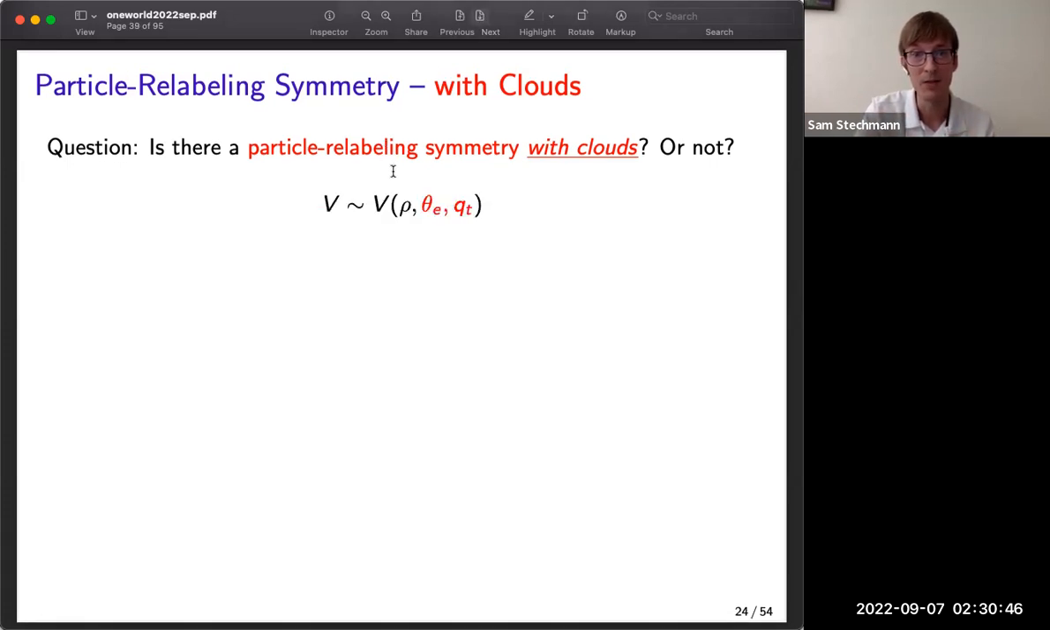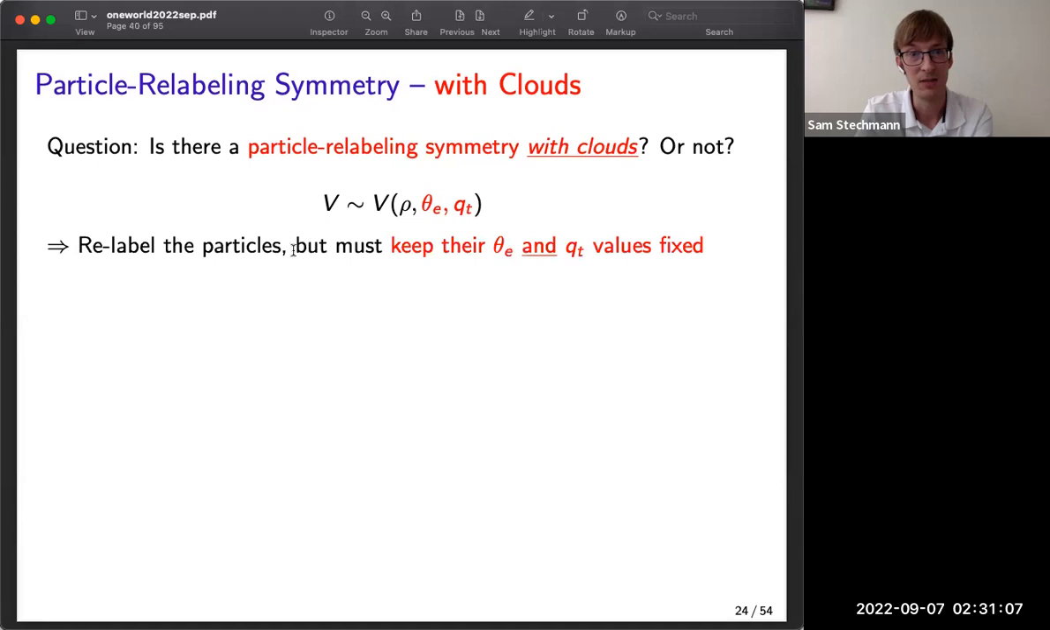And I'm not even going to write down the energy we did use from before when we were doing our research on this and trying to figure it out, but I can tell you the basic ideas by just describing it in this way. I have a potential energy, which now depends not just on theta, but it depends on theta E and QT. And so what this means is that if I'm going to have a symmetry, if I'm going to keep this potential energy the same, I can relabel my particles, but now I have to keep both their theta E and QT values fixed.